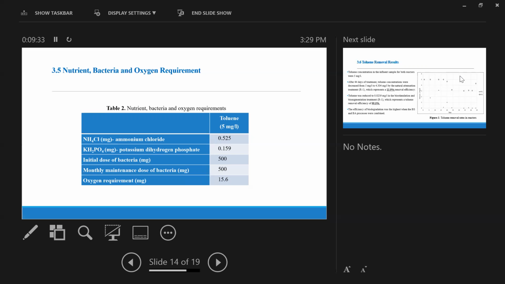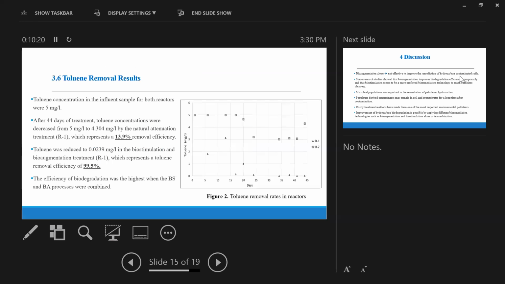We use ammonium chloride as a nitrogen source, and we use potassium dihydrogen phosphate as a phosphorus source. The amount of ammonium chloride was determined as 0.525 milligram, and the amount of potassium dihydrogen phosphate was determined as 0.159 milligram. We added 5 milligrams of powdered bacteria to reactor 1, and we also added 5 milligrams of bacteria monthly as a maintenance dose. And again, the oxygen required for reactor 1 to biodegrade toluene was determined as 15.6 milligrams.